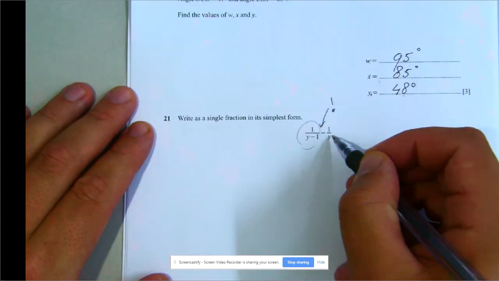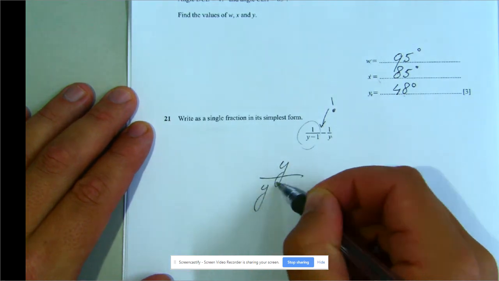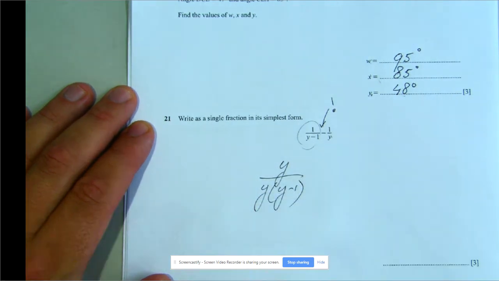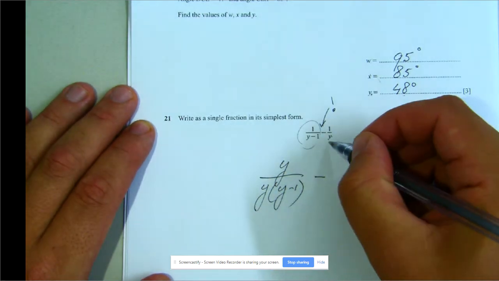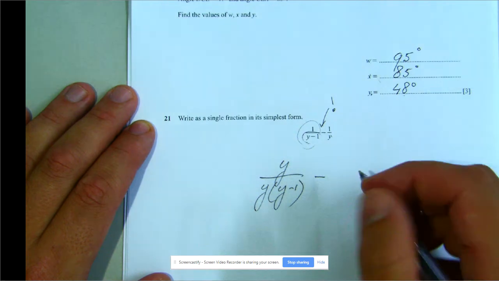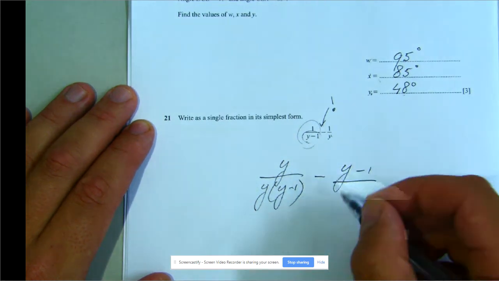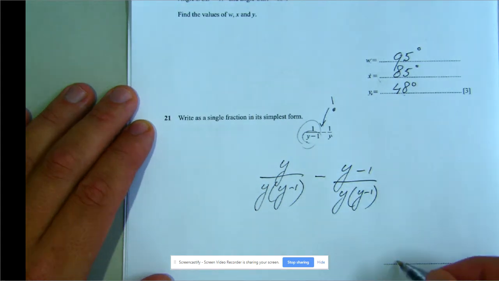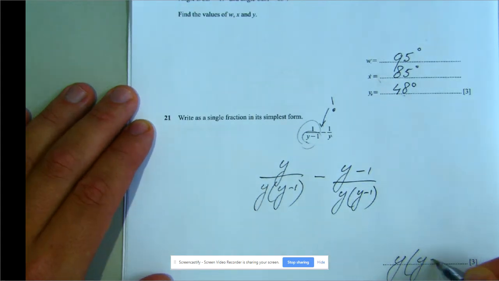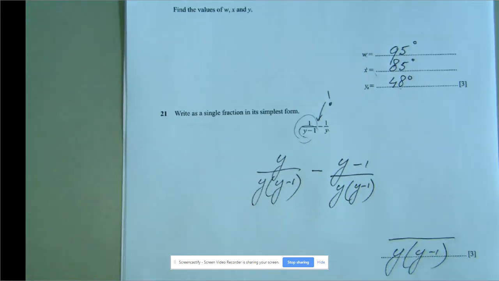The first fraction I'm going to multiply by y, because I want to get the same denominator. You don't have to expand the denominator, by the way. Just leave it as it is, minus. And the second fraction I'm going to multiply by y minus 1. That's 1 times y minus 1. That stays like that. Now, if you expand, it's okay, but you don't have to. You're just wasting time, and maybe you make a silly mistake. So just leave it as it is.